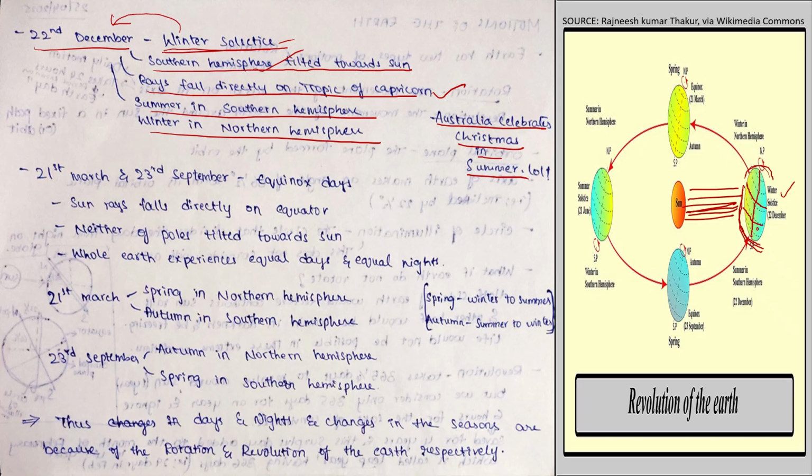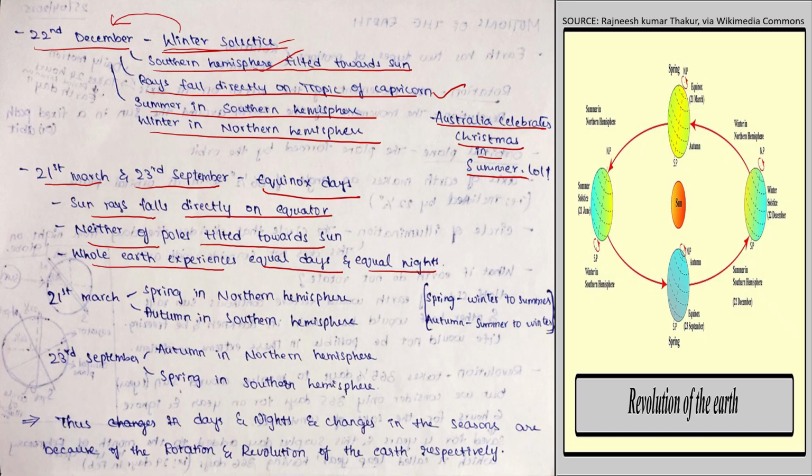Now let's know what are equinox days. Equinox days occur on 21st March and 23rd September of every year, and sun rays fall directly on the equator. Neither of the poles is tilted towards the sun. The whole earth experiences equal days and equal nights. So if you look at the picture, these are the equinox days, 21st March and 23rd September. So this is the axis of the earth and this is the equator of the earth, where sun rays fall directly on the equator.